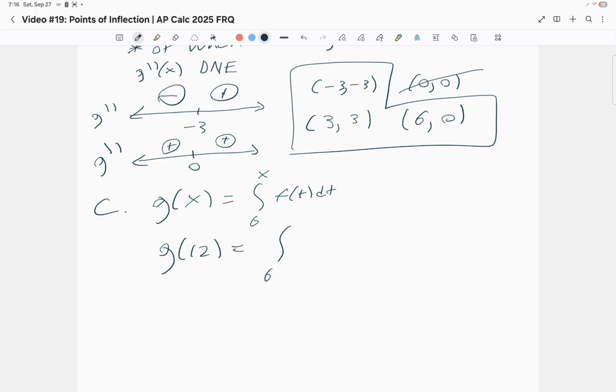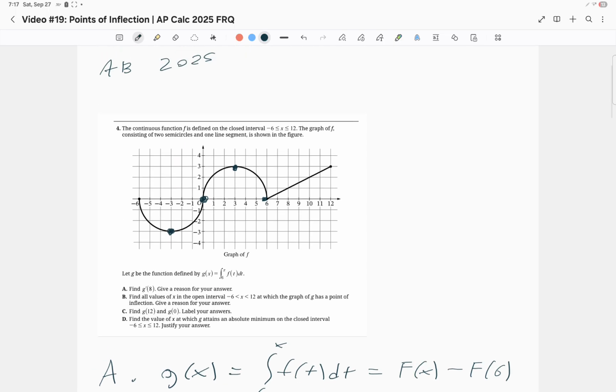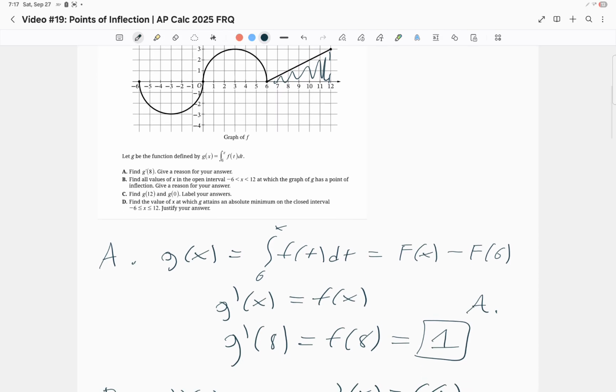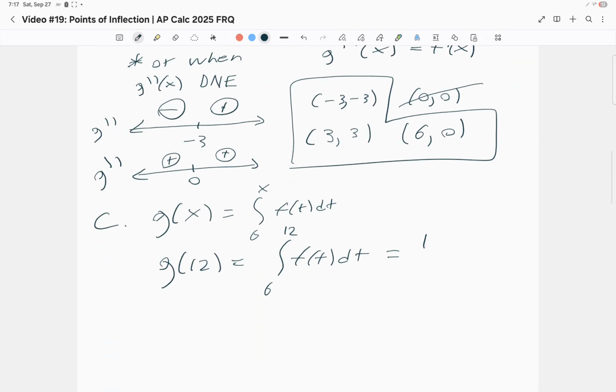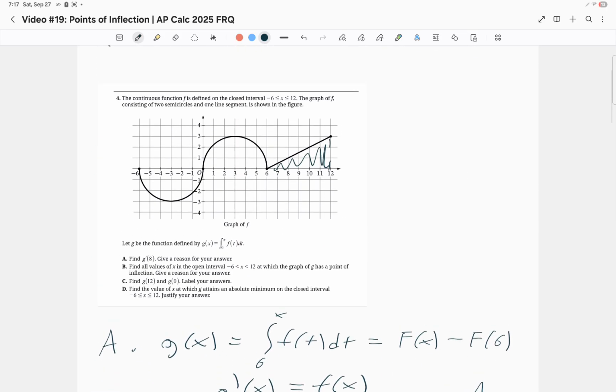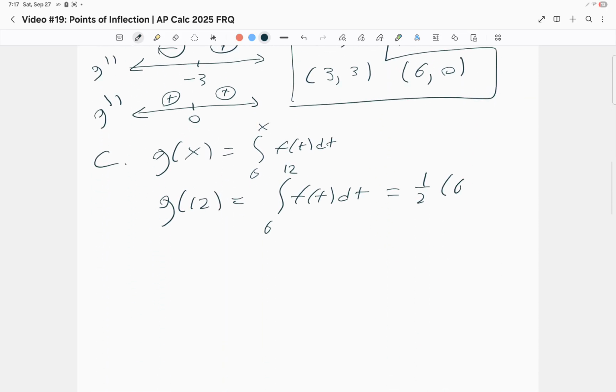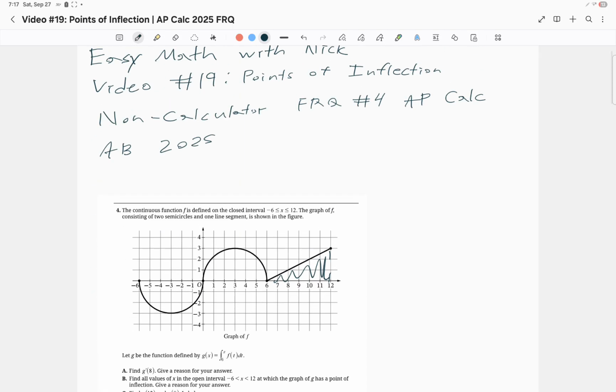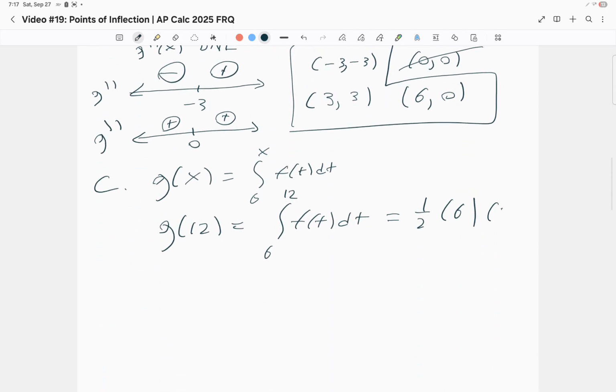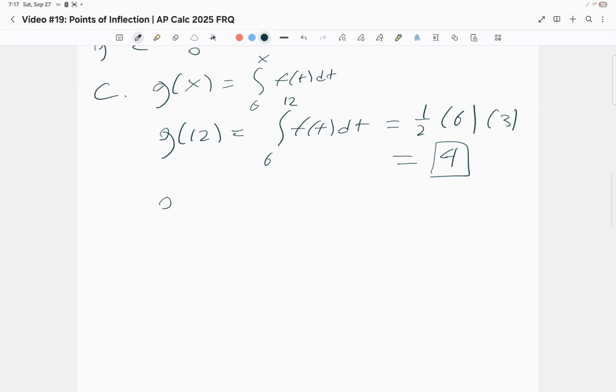So g of 12 would be the integral from 6 to 12 of f, which, if we look at our graph, we can erase these little dots now. That will be this triangle we have here. So we just need to find the area of that triangle, which is 1/2 base, which goes from 6 to 12, so that's 6, times height. What's the height of that triangle? 3. Fantastic. So that's 1/2 times 6 times 3. That's 9. Bang. There you go. That was easy. I'm only circling my answer so you can see it easier.